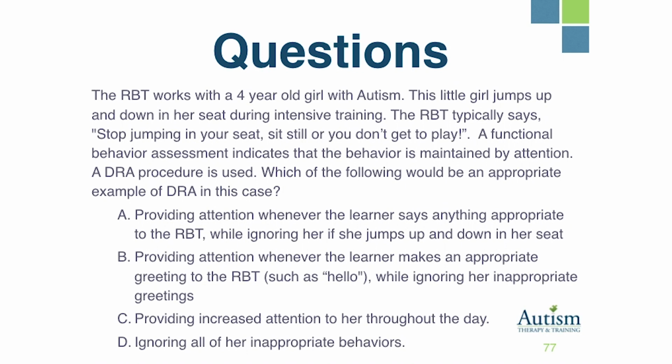Which of the following would be an appropriate example of DRA in this case? A. Providing attention whenever the learner says anything appropriate to the RBT while ignoring her if she jumps up and down in her seat. B. Providing attention whenever the learner makes an appropriate greeting to the RBT, such as hello, while ignoring her inappropriate greetings. C. Providing increased attention to her throughout the day. Or D. Ignoring all of her inappropriate behaviors.